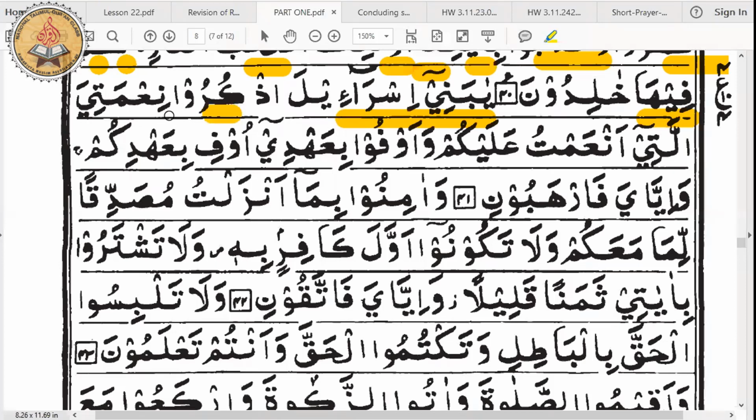Okay, I will read and follow me, please. So it is Ni'amati. So it is Ni'amati Yallati. Lati. An'amtu أنعمتم alaykum. عليكم. فأوفوا. Well done.